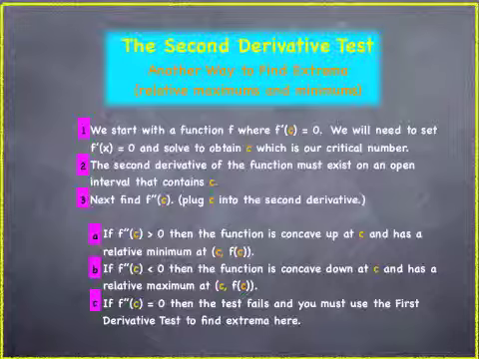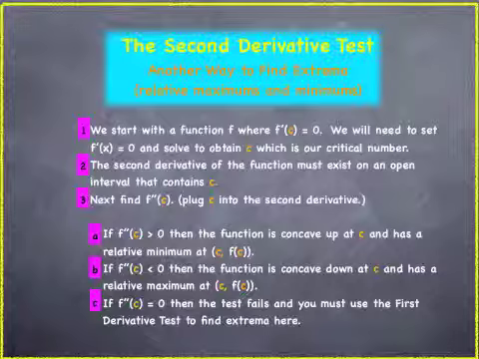Okay, so let's see the different scenarios. The first scenario is what we have in A. In this case, the second derivative at c happens to be positive, or greater than 0. So what does that tell us? Well, it tells us our function will be concave up at c, and we will have a relative minimum at c, f of c. In B, that's our next scenario. In this case, the second derivative at c is negative. So now our function is concave down at c and has a relative maximum at c, f of c.